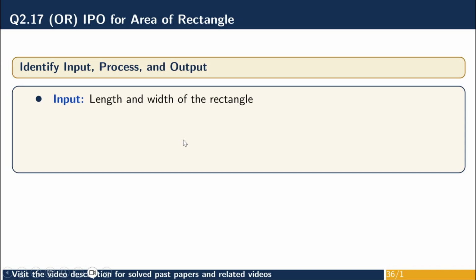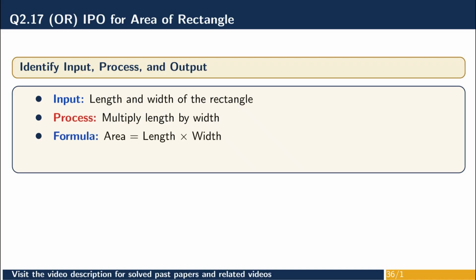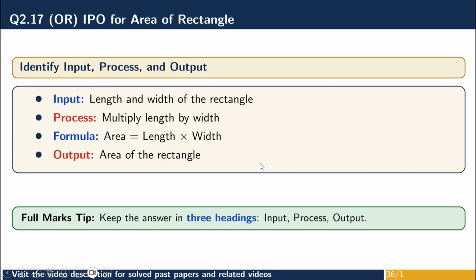Input is length and width of the rectangle. Process is multiply length by width. Formula: area equals length times width. And output is area of the rectangle. So, full marks tip: keep the answer in three headings: input, process, and output.